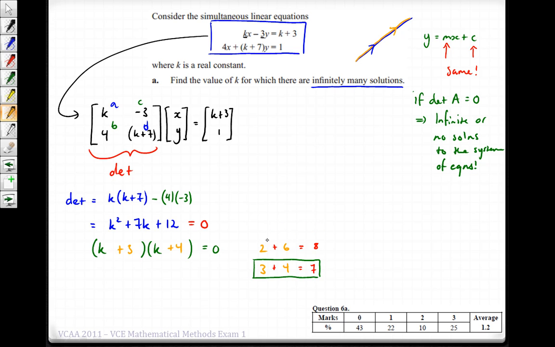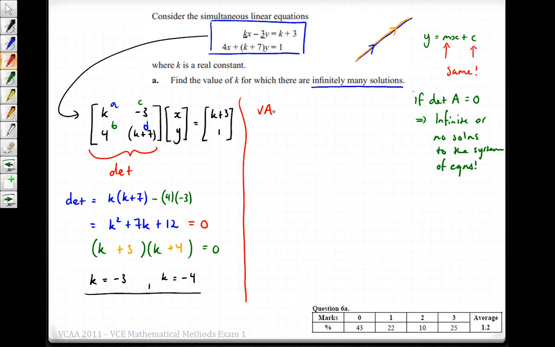So I'll just get rid of this to give myself some writing space. Hopefully you can look that up later if you need it. So the Null Factor Law says that if this is the case, then k equals negative 3 gives 0, or k equals negative 4. They both give 0. Now the trap with this question, and I dare say a lot of the kids that got to the 1 mark stage probably fell into, was that they didn't actually validate their solutions. So that's the step we've got to do now. We've got to do some validation. We've got to check if it gives infinite or no solutions.